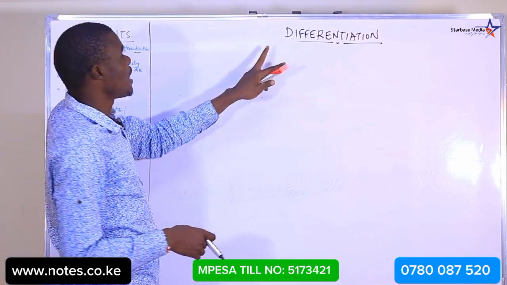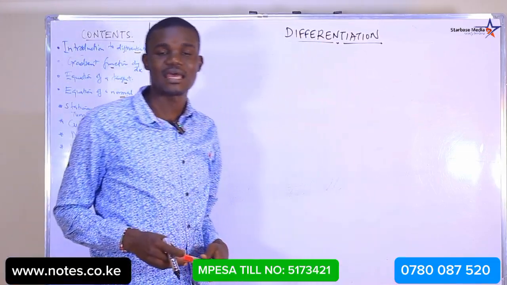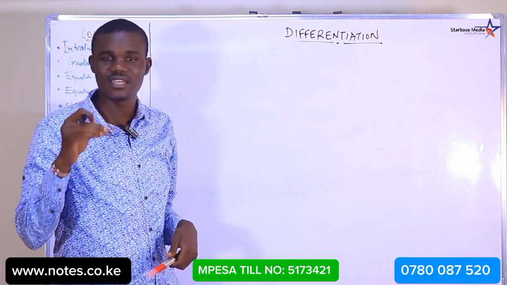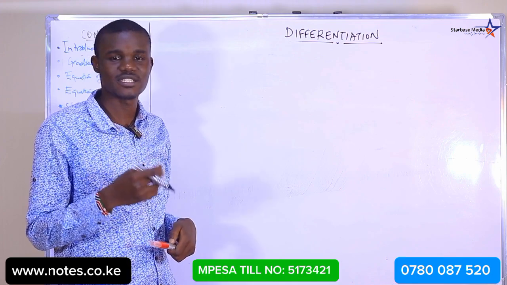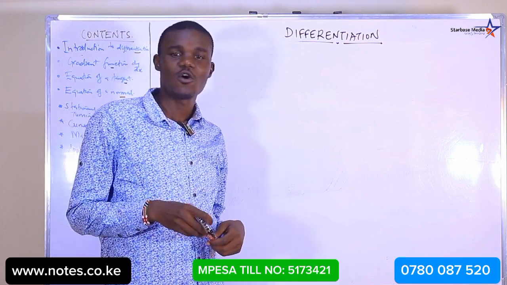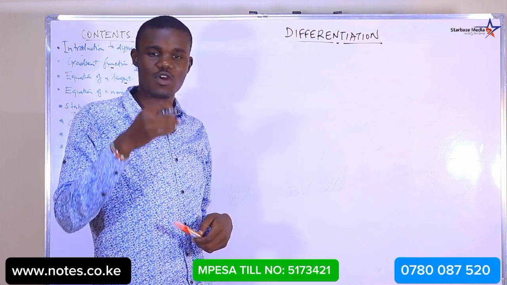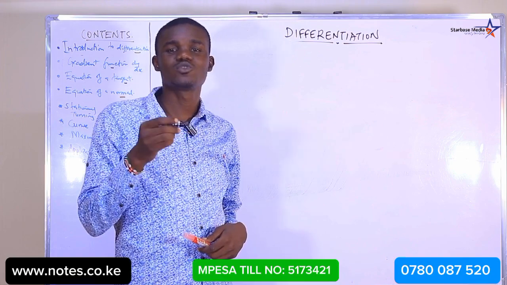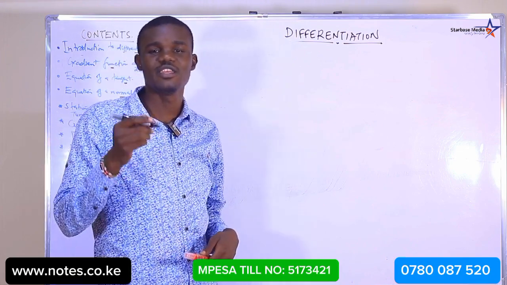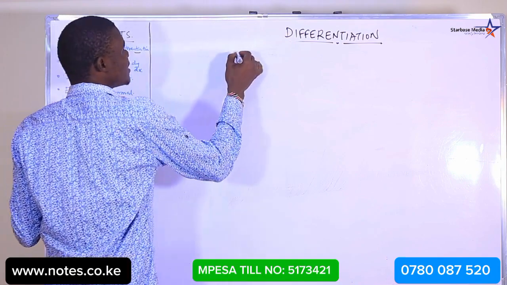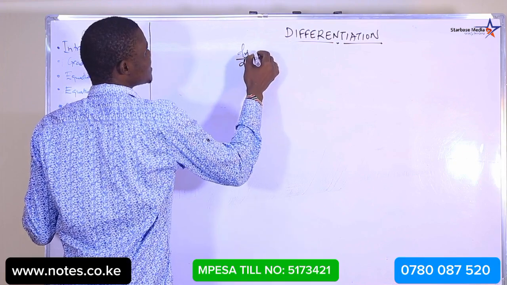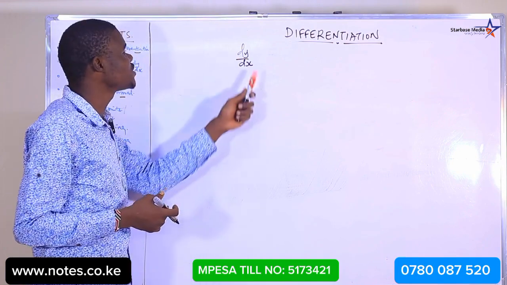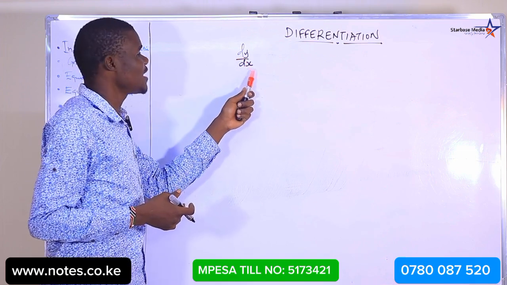Yes, so our topic today is differentiation, and our core business in differentiation is to get gradient functions. Their major importance is to help us get the gradient of a line or of a curve at any given point. So it is very important to know how to differentiate so that you are able to get what we call the gradient function or the differential, normally given by dy over dx, basically meaning change in y over change in x. It represents the rate at which y changes with respect to x.